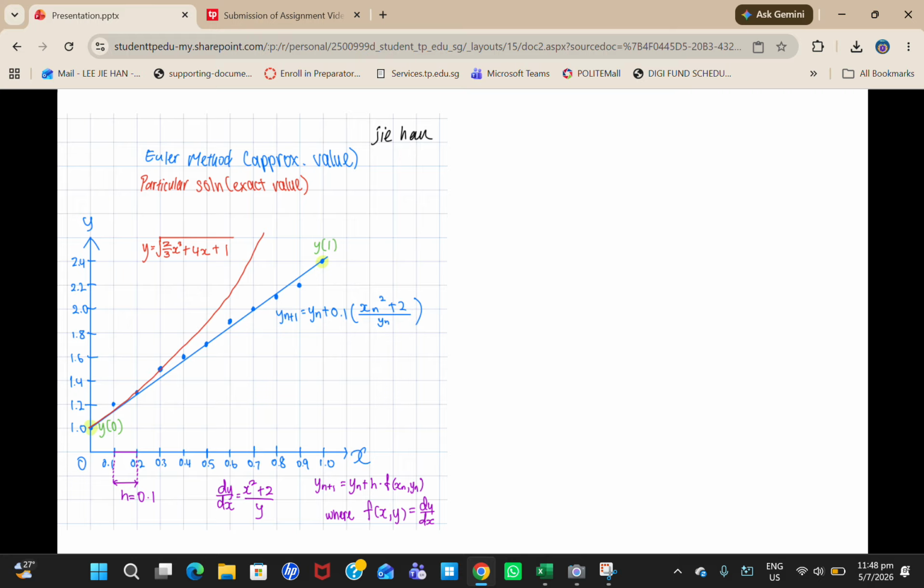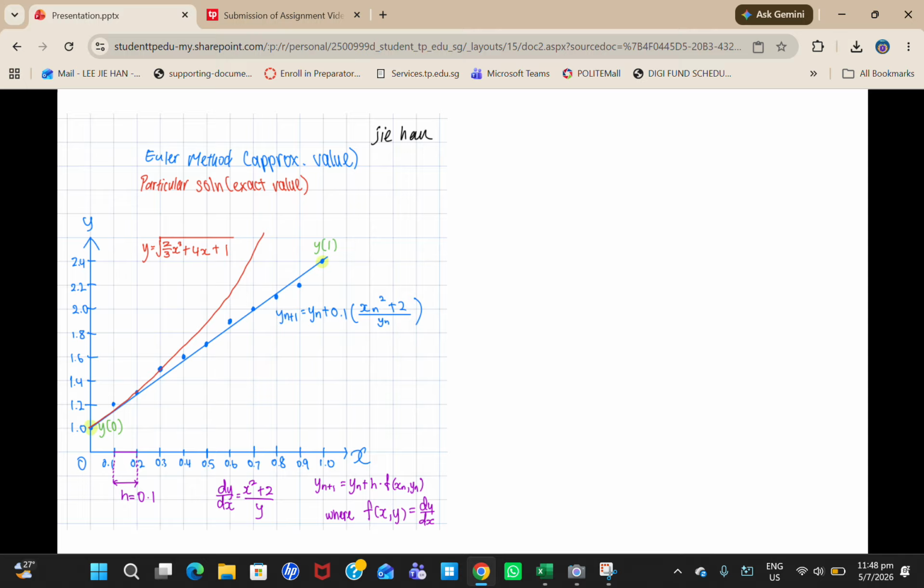We can start from the initial point 0, and then we can move horizontally by 0.1 and calculate the new y value using the Euler's formula, which is shown here, y(n+1) equals y(n) plus h times f(x, y). And this gives us our first approximate point. We then repeat the same process over and over again using the new approximate point to calculate a new slope and estimate the next point. And these points form the blue linear approximation in the graph.